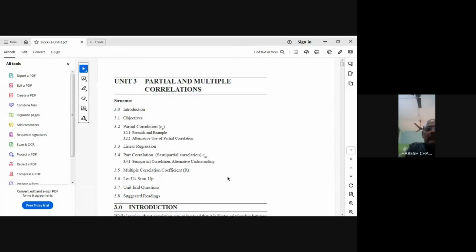Now the next one is Block 2, Unit 3: partial and multiple correlation. Another important concept is different kinds of correlation called partial and multiple correlation.